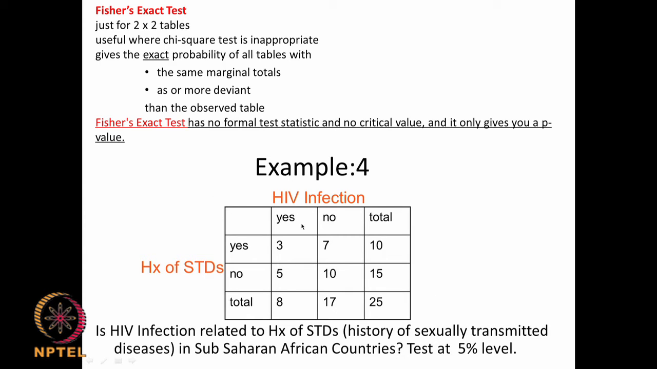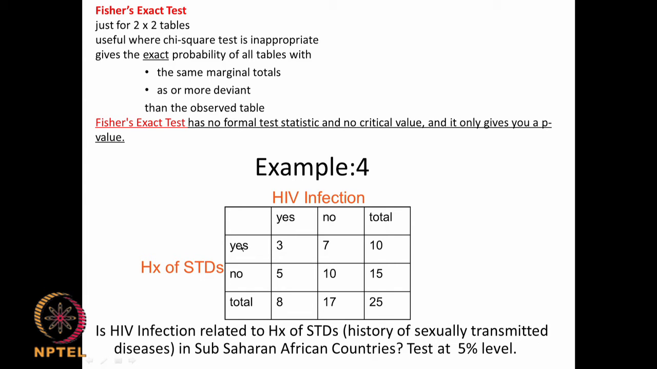So, let us look at an example. There is HIV infection and a history of sexual transmission in a sub-Saharan African country. So, S for history of sexually transmitted disease, no, and HIV infection S and no. So, we find that there are 3 cases where there is a history of STD and also HIV infection.